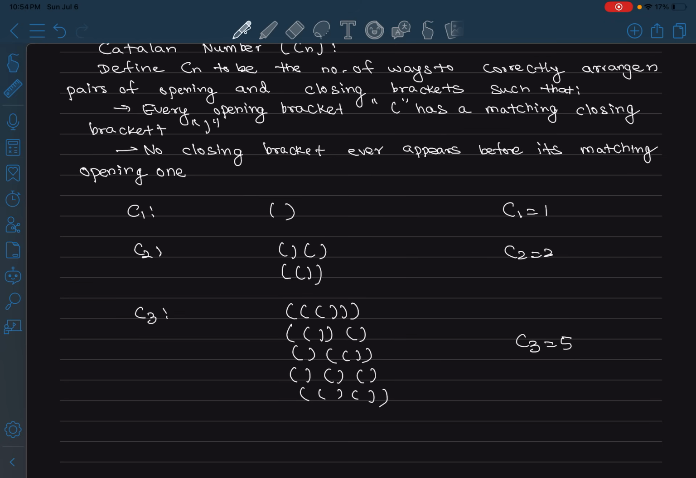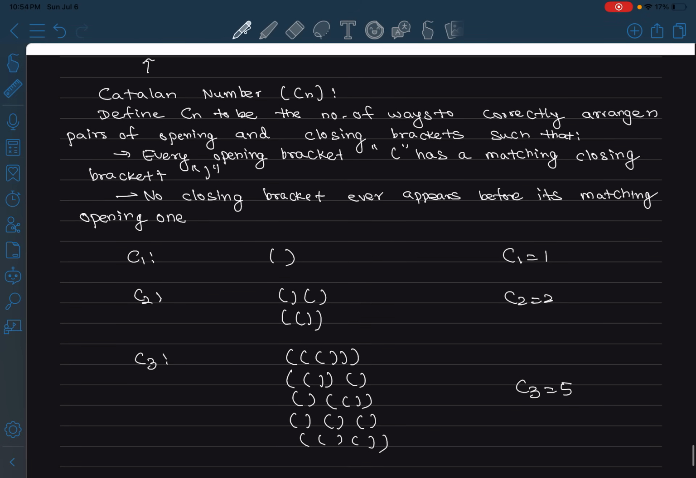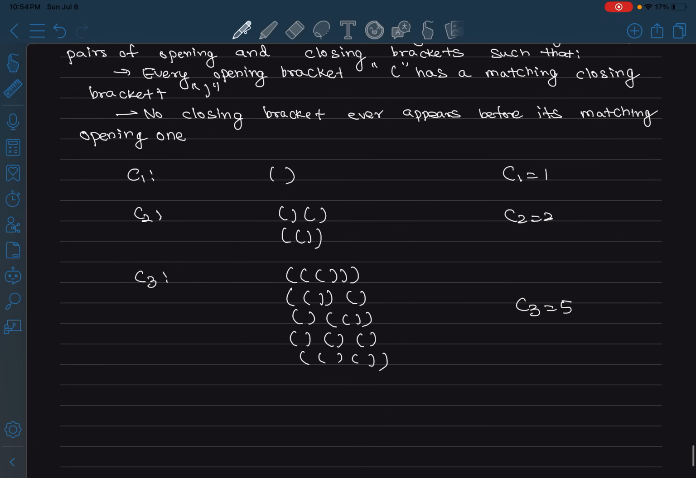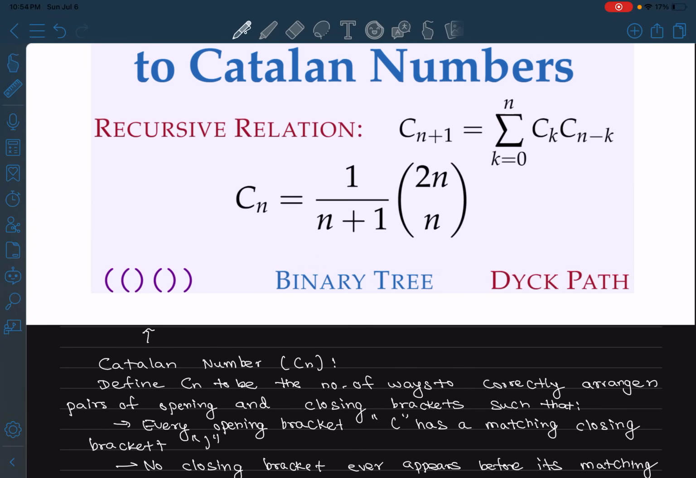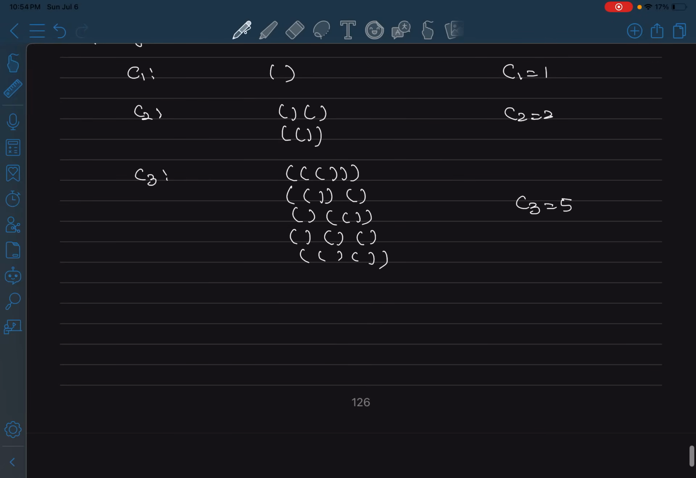But in this video, because we have to find, let's say, C4, C5, or all these other numbers, then you need some formula, right? To get that formula, you first need a recurrence relation, and after you have the recurrence relation, you can find the formula from it. So let's see how we can find the recurrence relation.